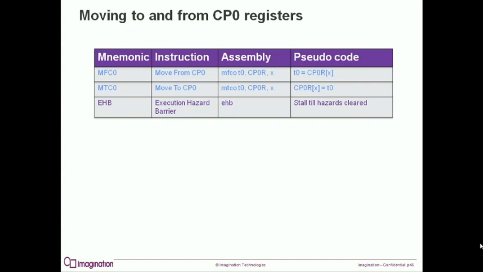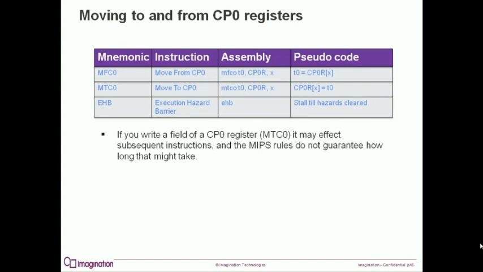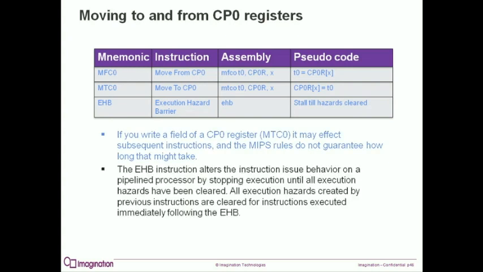The EHB instruction will clear execution hazard barriers. Hazards are created when a move to coprocessor 0 instruction is used because there is no guarantee on how long it might take for the value to be written to be usable by another instruction. When the core executes an EHB, it will guarantee the value is safe to use by waiting for the value to be committed to the register.